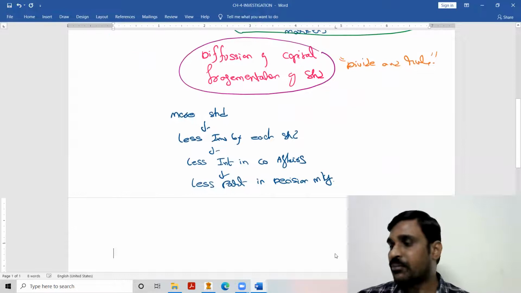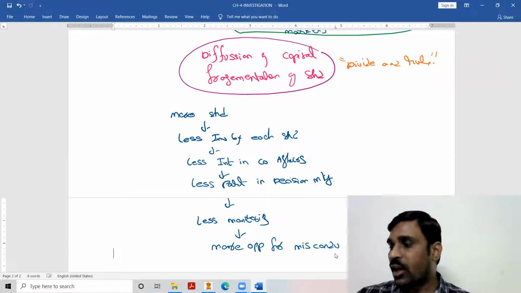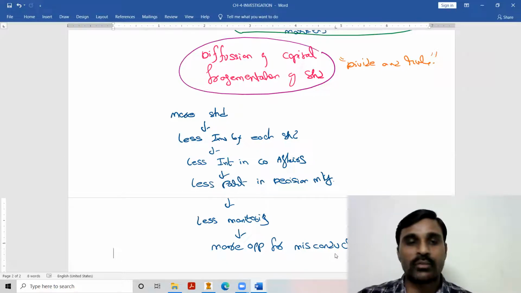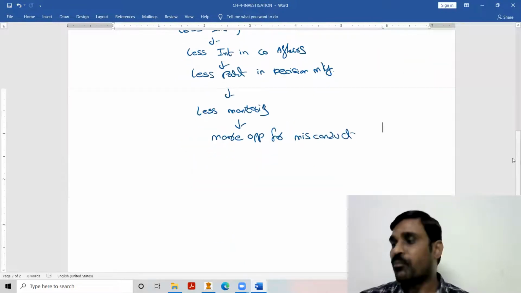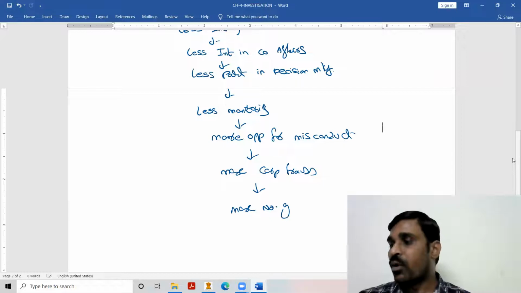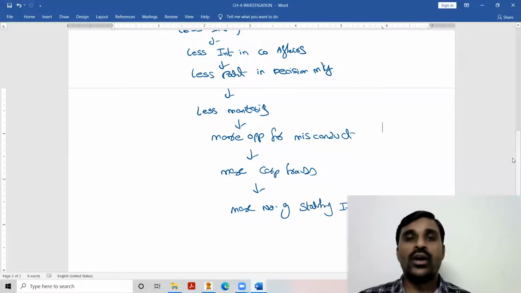So less participation in decision making results in less monitoring, and less monitoring results in more opportunity for misconduct, as simple as that. This is one of the reasons why corporate frauds happen. More opportunities for misconduct means more corporate frauds, and more corporate frauds increase the importance of government investigation, resulting in more statutory investigations. This is the point.